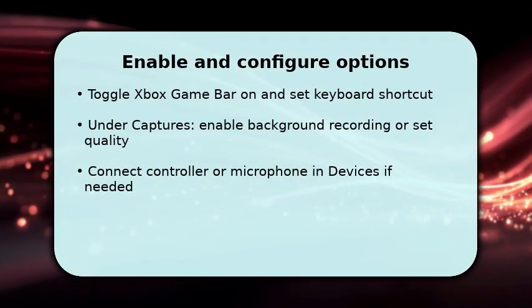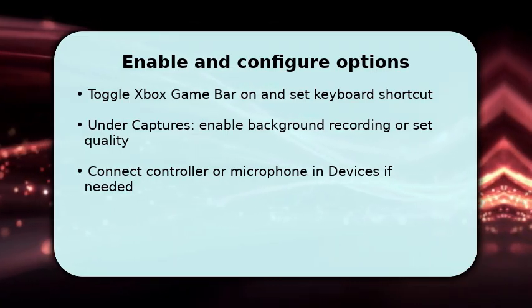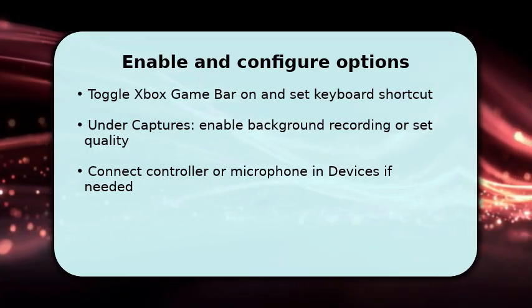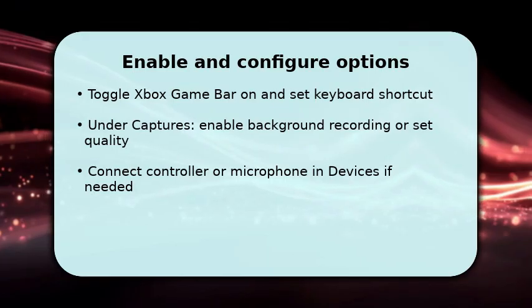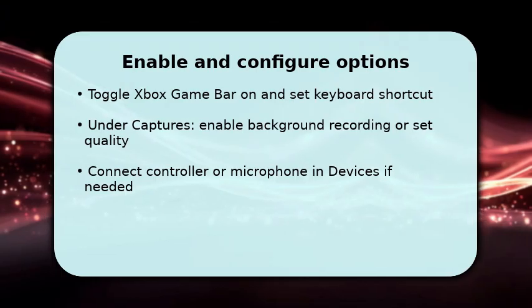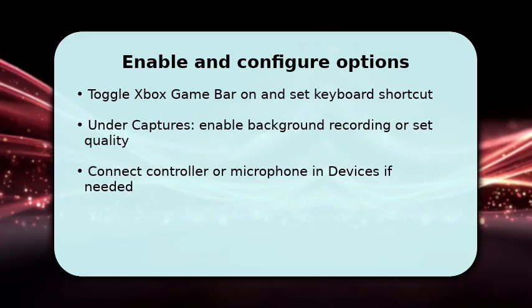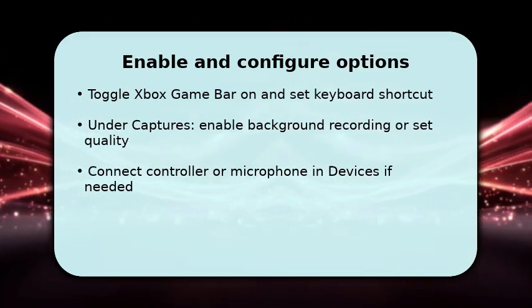You should set or confirm the keyboard shortcut like Win+G so you can open the overlay quickly. Then open captures to enable or disable background recording, set audio mix, and choose capture quality. Higher quality uses more disk space. Also make sure microphone and controller access are granted in privacy and devices so your voice and input work when recording or streaming. These choices affect performance and file size.